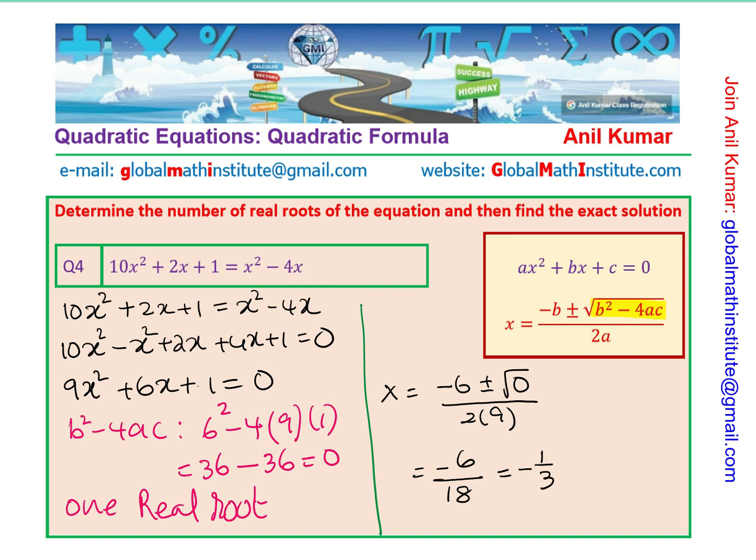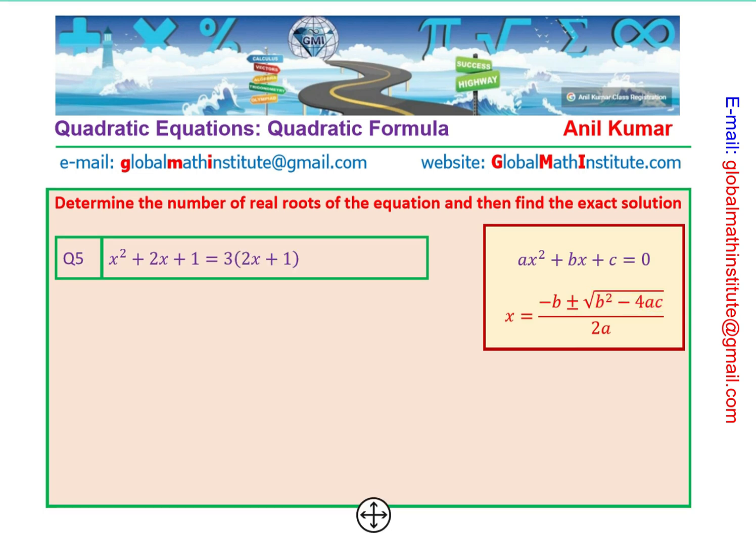You can see that this is 3x plus 1 whole square, which has only one root, minus 1 over 3. Perfect. So we have different kinds of examples here. We took one with two real roots, one with one real root, one with no real root.